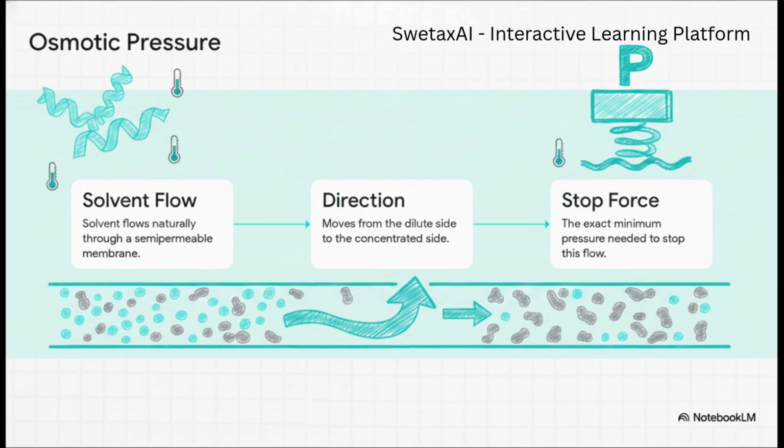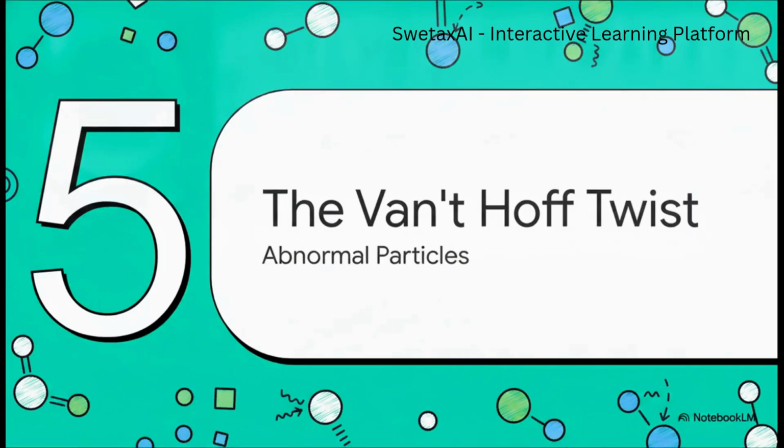Because this pressure can be calculated at comfortable room temperatures, it is by far the most accurate way to measure the mass of really fragile macromolecules, things like human biological proteins. If you tried to use boiling or freezing to measure them, you'd completely destroy them. Just when you think the math is perfectly settled, we hit Section 5, the Van 't Hoff twist.